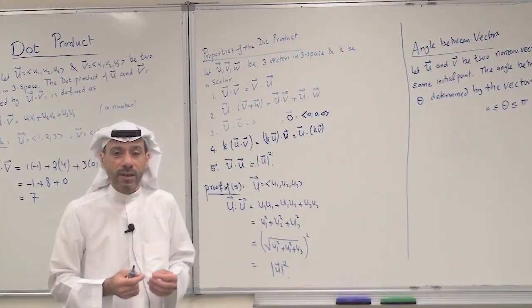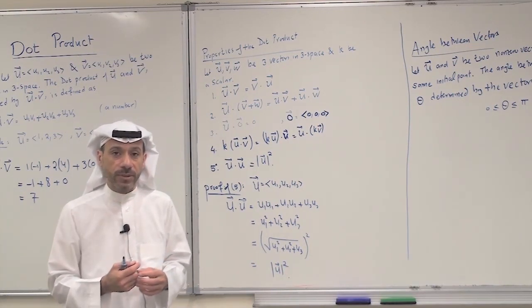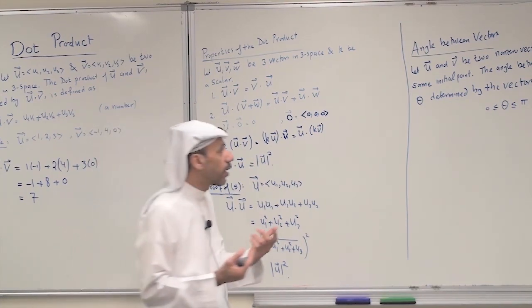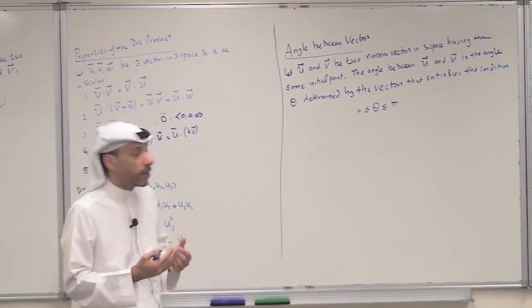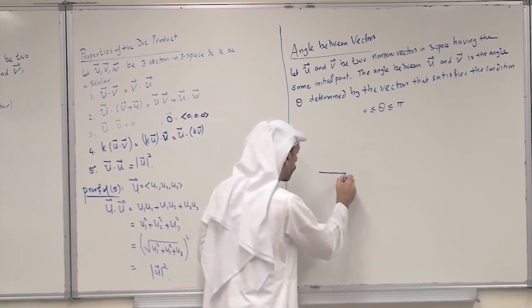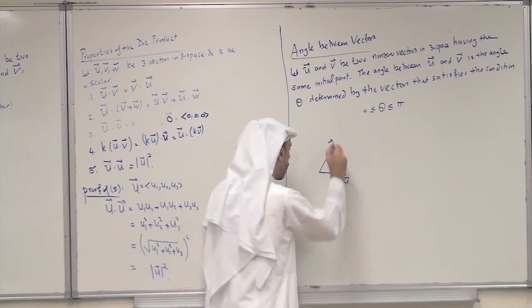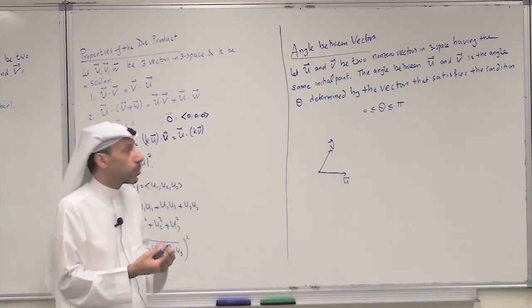Now we consider one of the main applications of the dot product, which is in determining the angle between two vectors. So for that, let's first define the angle between two vectors. Let u and v be two non-zero vectors in 3 space having the same initial point. For example, these are the two vectors, u and v, and they have the same initial point here. Then what is the angle between them?